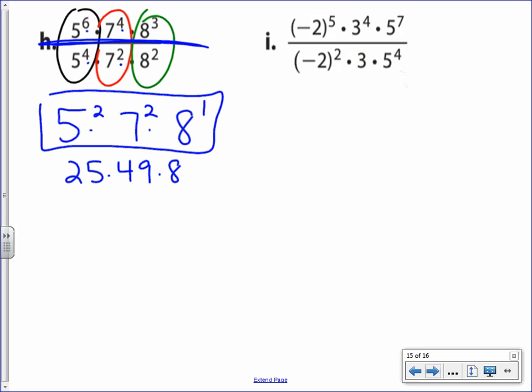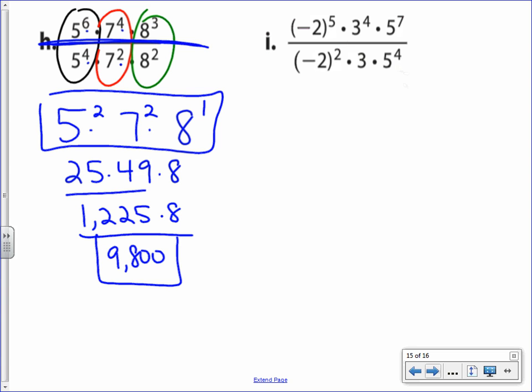Exponential form, 25 times 49, 1,225 times 8, 9,800. Standard form. Exponential form versus standard form.